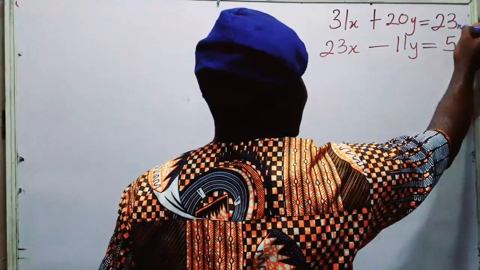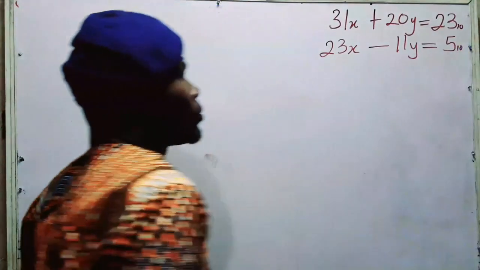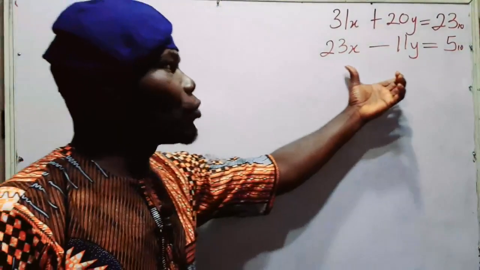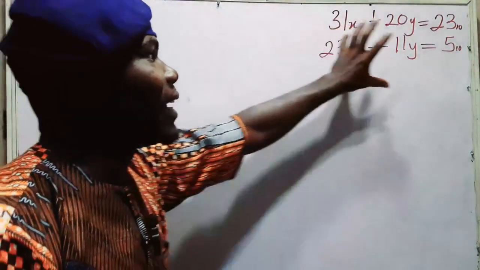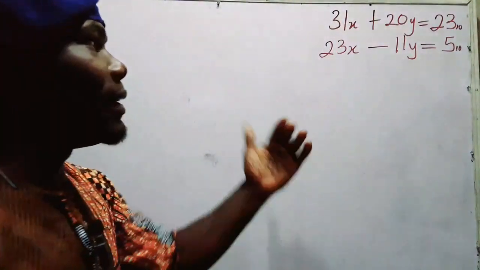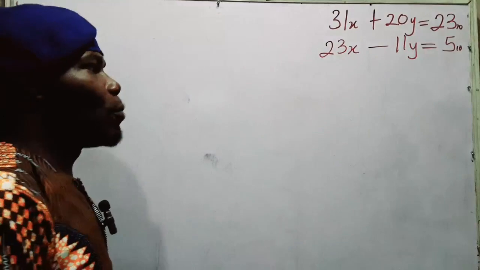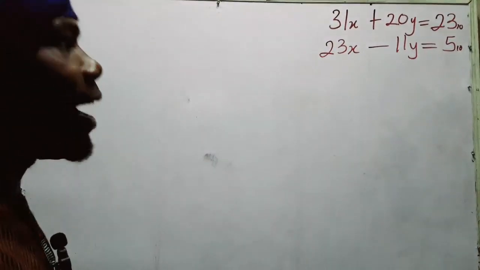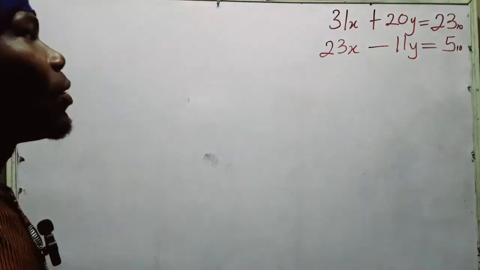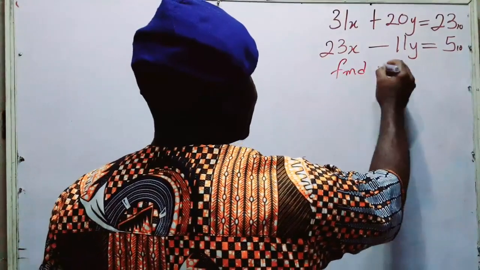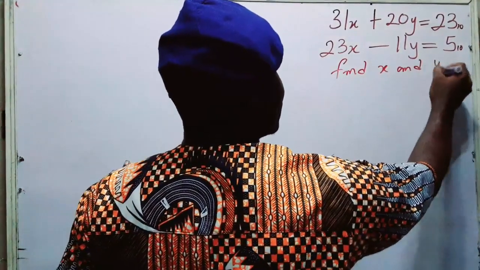these are in base 10. So you make sure that you convert every equation to exact base 10. So when you convert it to base 10, it is then that you're able to get the values of x and y. Now, find x and y.